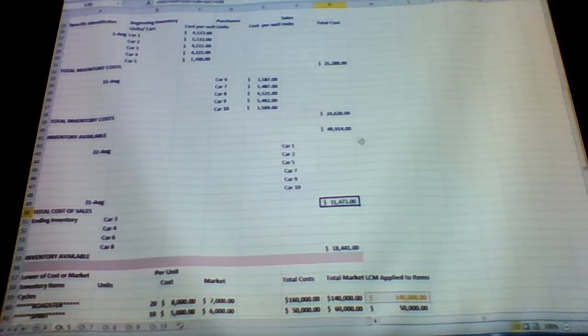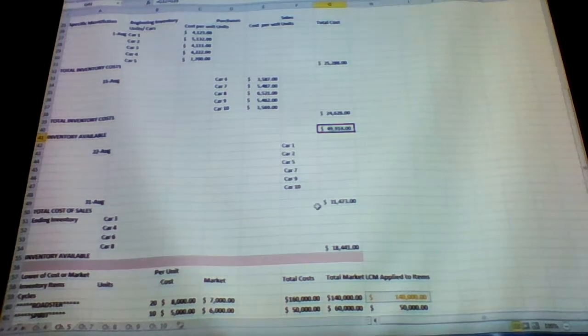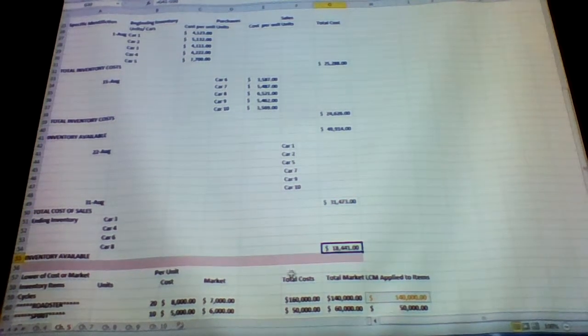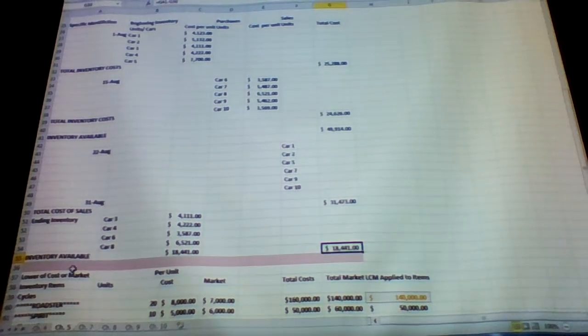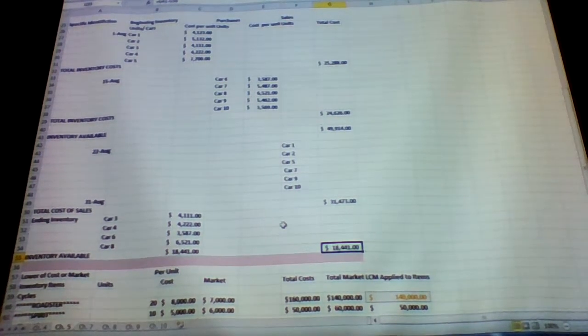It cost us $31,473. Now, if you take inventory available minus the total cost of sales, we should have $18,441 of inventory available. And if you look right here, again, I hid it, you add those up and get down to here, and it's $18,441. It matches the $49,914 minus the 6 cars that we sold, which leaves you an ending inventory available of $18,441. That is specific identification.